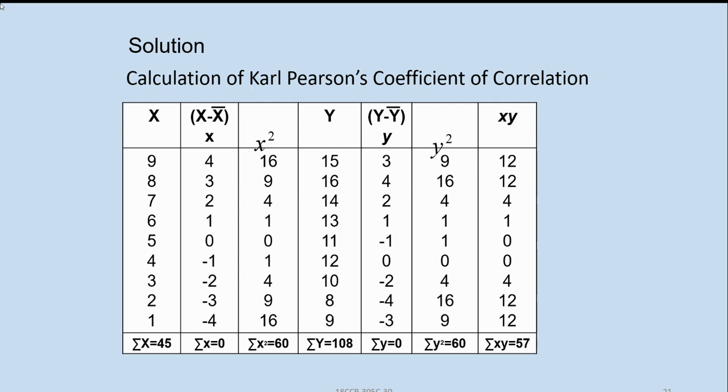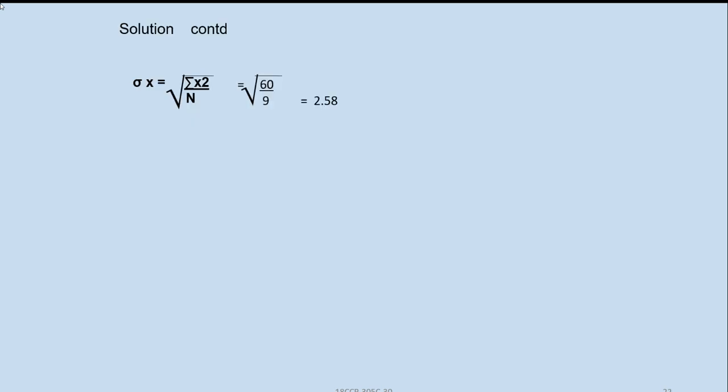Now we will put the formula again and then apply. Here the standard deviation of x is the root of sigma x square by n, and the standard deviation of y is the root of sigma y square by n, that is 2.58 for both the x series and the y series. If you do not remember the calculation of standard deviation for individual observations, please refer to the standard deviation lesson and then come back to this lesson for better understanding.